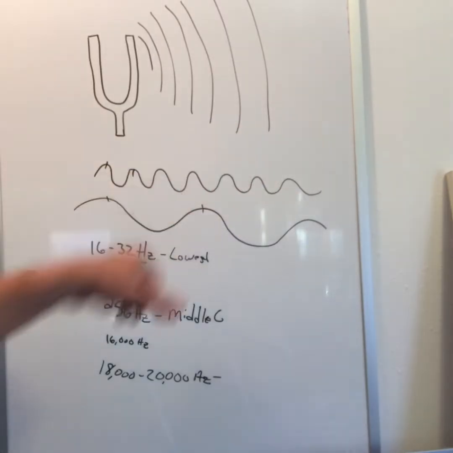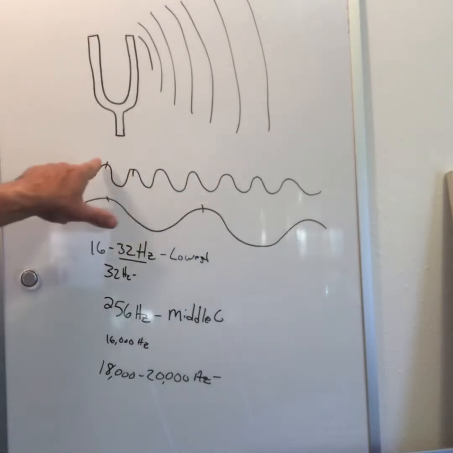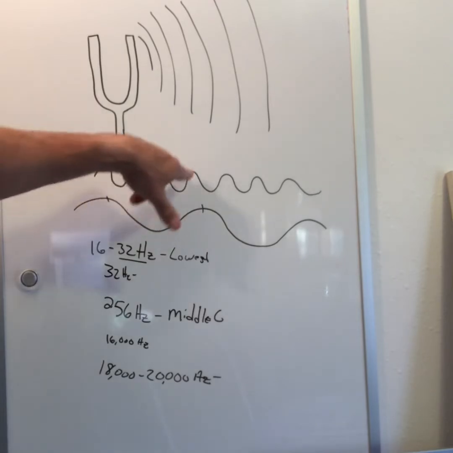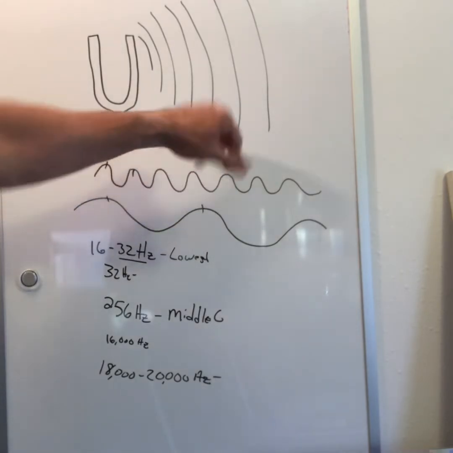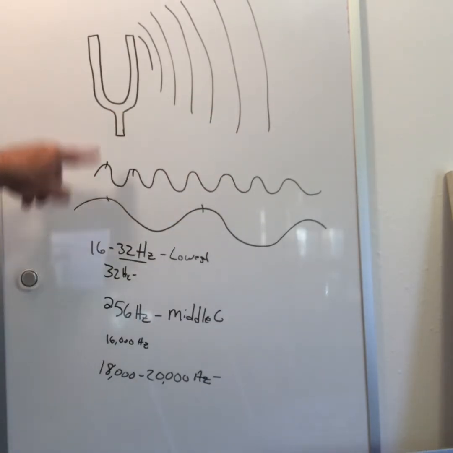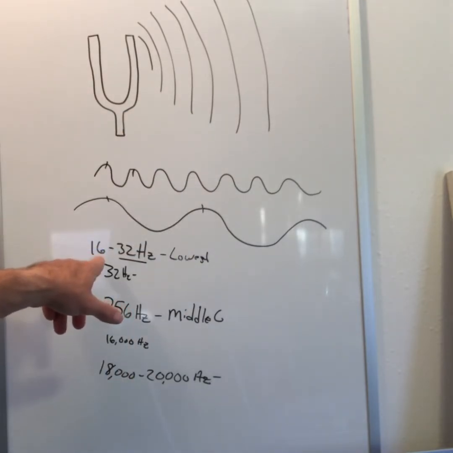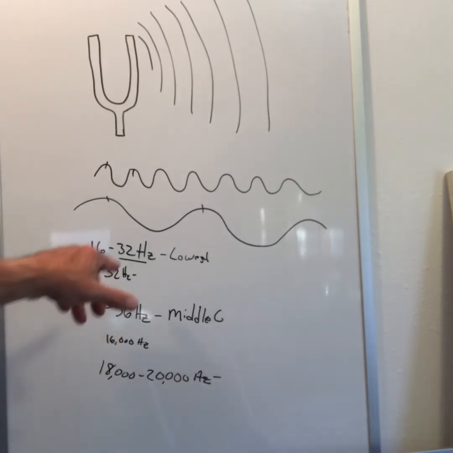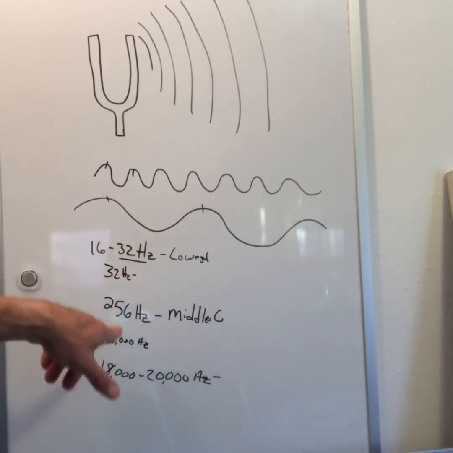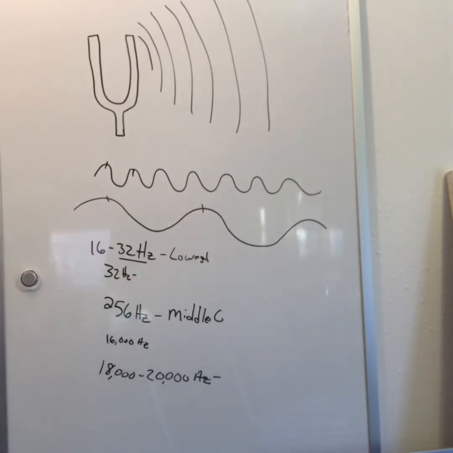Within the waves, they measure them by how many of these waves go through in a second, and that's called a hertz. So however many waves go through in a second is a hertz. If it goes 16 waves in a second, that's about the lowest that we can hear with our ears. So somewhere between 16 and 32 hertz is the low end of what we can hear. 32 hertz, that's the bottom note of the piano.